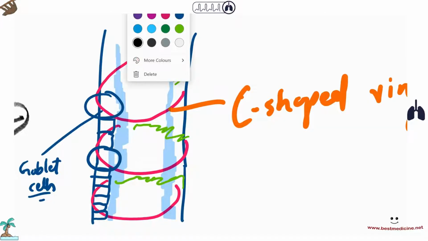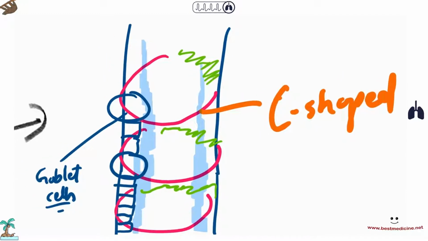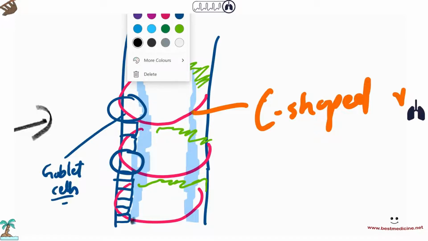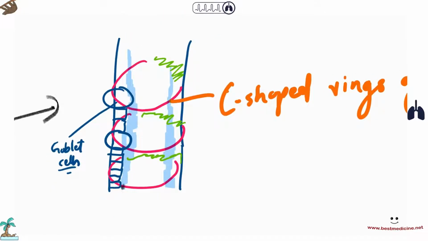So to be able to remove the mucus, the other cells of the respiratory epithelium, the respiratory epithelial cells, have these hair-like projections in front of them that are able to circulate the mucus. So for example, over here, these hair-like projections move around and push the mucus upwards. These hair-like projections are called cilia.